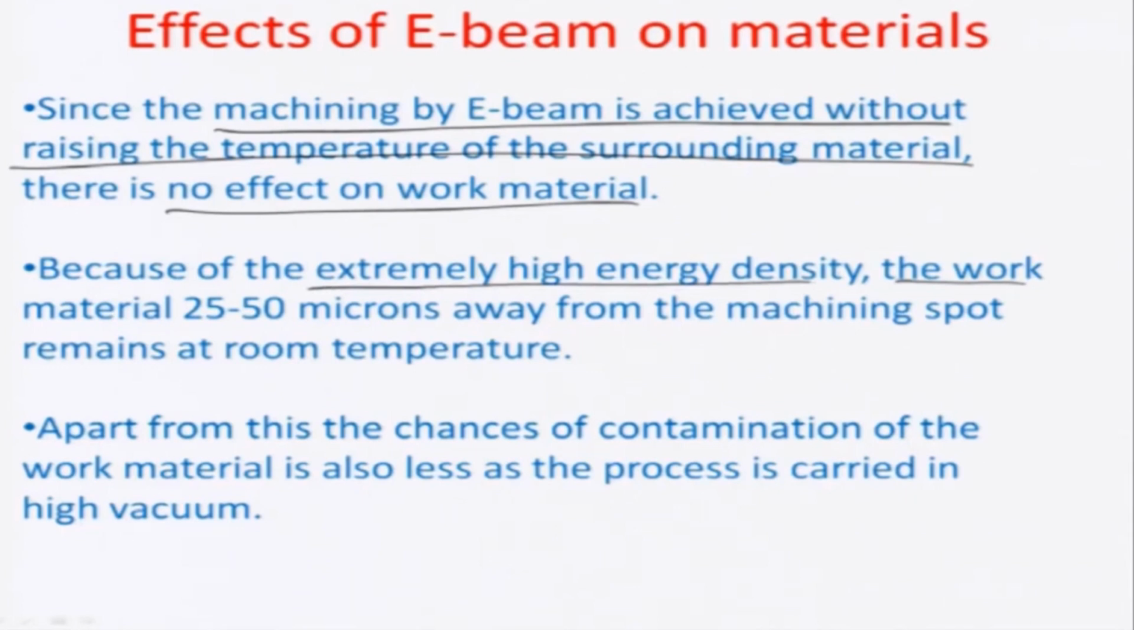The work material, even up to the extent of only 25 to 50 microns away from the machining spot, still remains at room temperature. Okay. So, whatever deliverance of heat energy is associated with the e beam process is really limited to the work area for which it is intended or targeted. So, distances as small as about 50 microns from that work area by and large are unaffected. So, e beam is a very good process as far as machining accuracy is concerned.